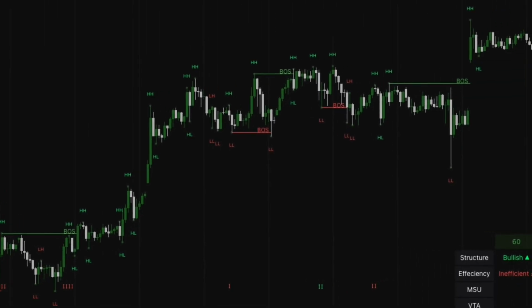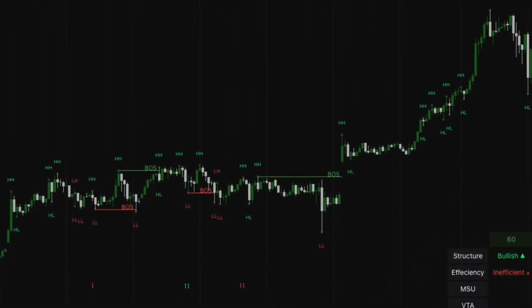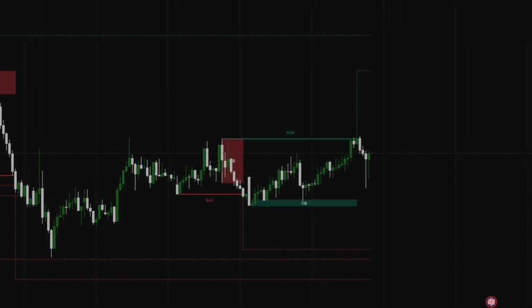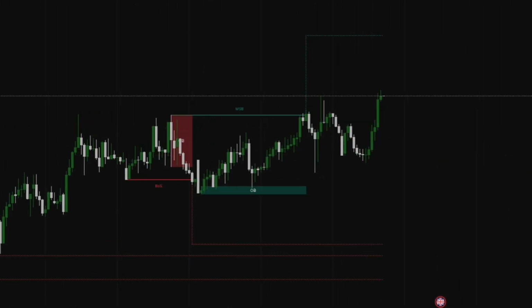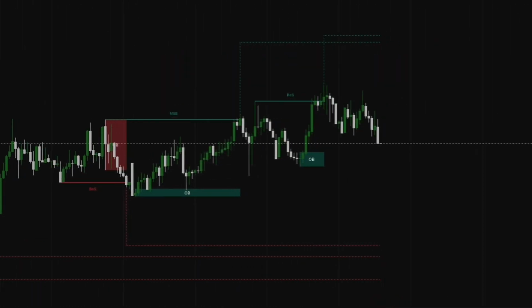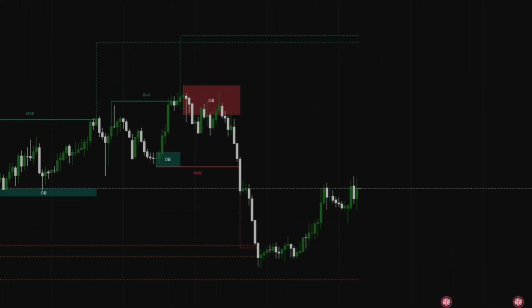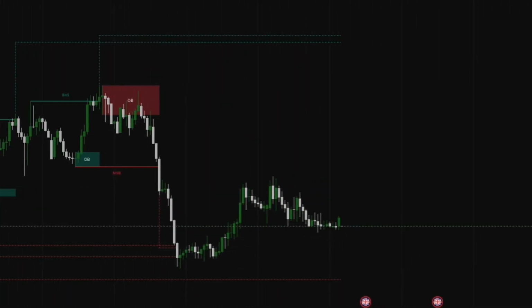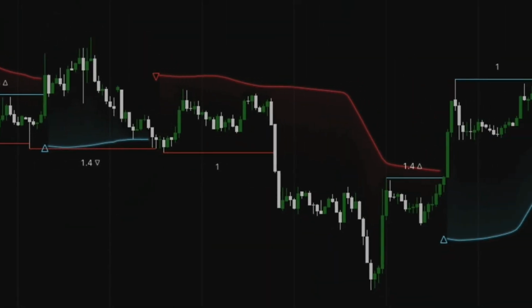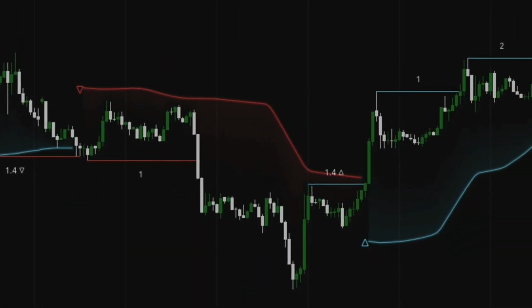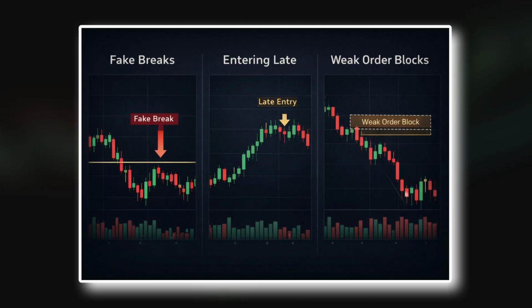You ever notice how most market structure indicators just throw labels on your chart and call it a day? They show break after break, order block after order block, but they never tell you which ones actually matter. There's no context, no probability, no way to tell whether that structure break was driven by real institutional conviction or just random price noise. So traders end up chasing fake breaks, entering late, or trading order blocks that were never defended in the first place.